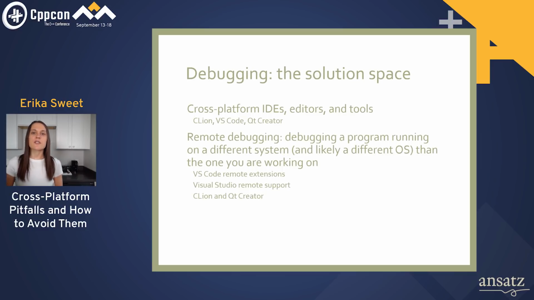Another class of solutions is remote debugging, which we can define as debugging a program running on a different system, and likely a different operating system than the one you are working on. One example of this kind of solution is the VS Code remote extensions. There are actually 3 extensions here: the SSH extension for debugging on SSH connections, the WSL extension for debugging on the Windows Subsystem for Linux from Windows, and the Docker extension. For more information on these extensions and a demo, I would recommend checking out Julia's talk, which was on Monday. So if you missed that, you can check the recording.